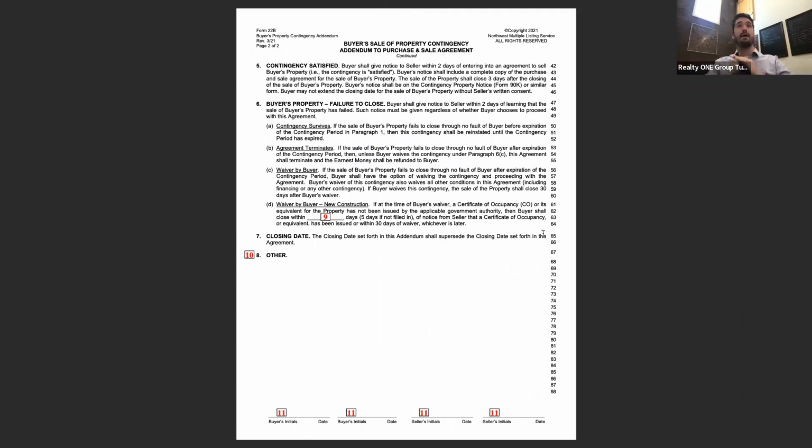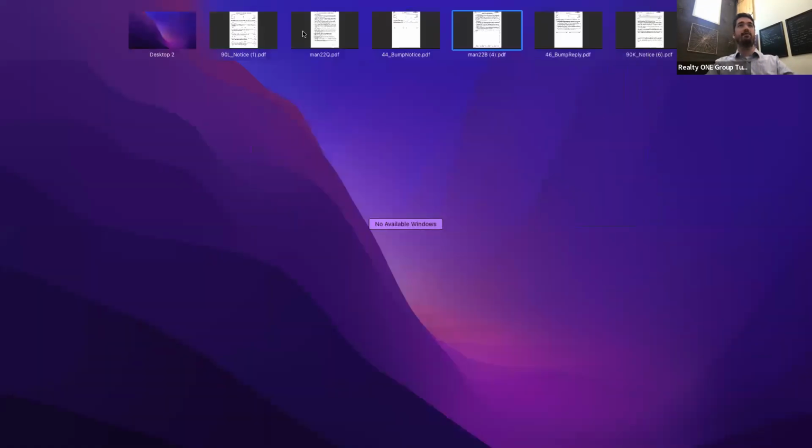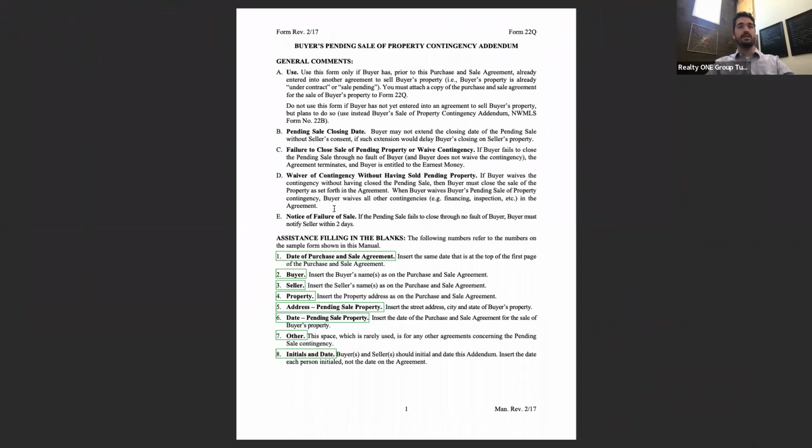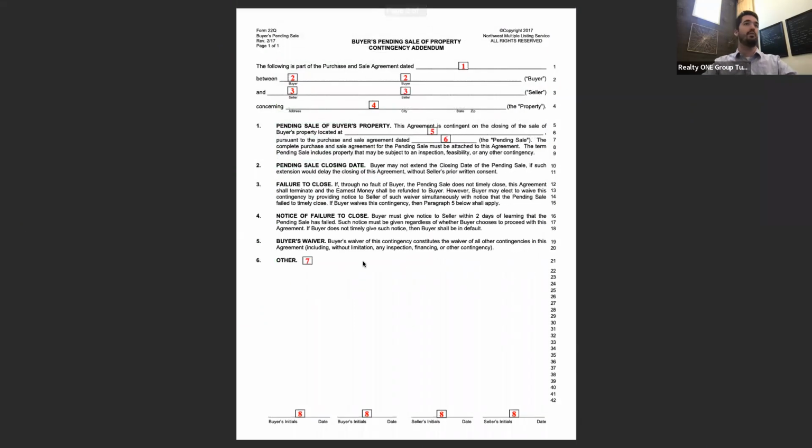Just before we wrap up, I want to go over the 22Q because it's a parallel form. So again, here's the 22Q. There's a forms manual. This form is way more simple. So this is saying, yes, ma'am.